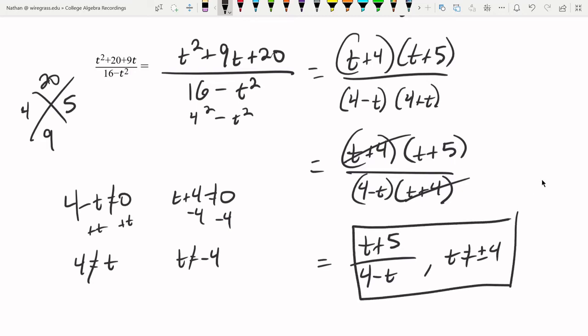And even though in the simplified expression there's no issue when you plug in negative 4, right? When you plug in negative 4, you get negative 4 plus 5 is 1, over 4 minus negative 4. That's going to be 4 plus 4, so 8. And you get 1 eighth if you plug negative 4 into this final expression. However, we didn't start with this expression. We started with this expression here. And this expression does have an issue with positive and negative 4.